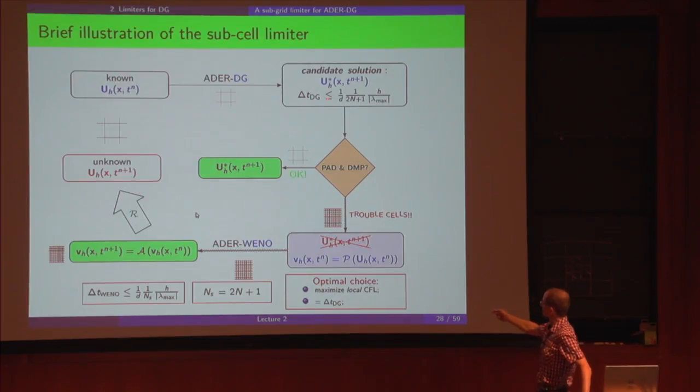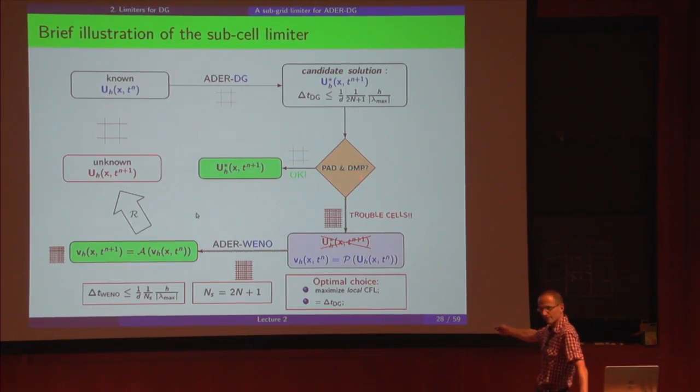All right, so it has the CFL condition that we explained on Tuesday. And then I check for it. Is it physically admissible and discrete maximum principle fulfilling? If yes, then I will promote it to the true solution and the scheme will go on. If it is not, I will do this projection on the subgrid. I will get these cell averages, and here I will apply a much more robust finite volume scheme. I've written ADER WENO, but it's in general ADER finite volume.